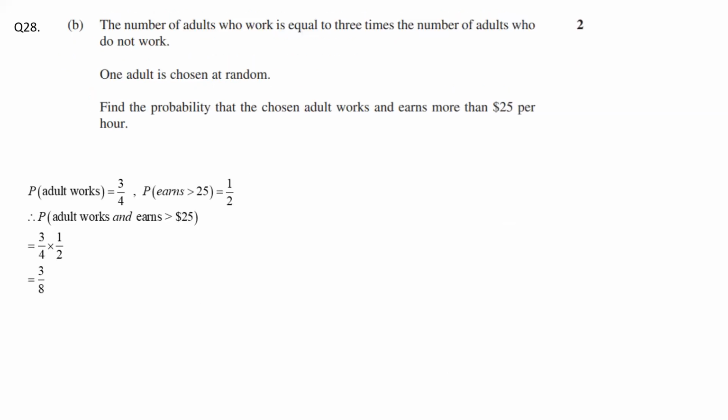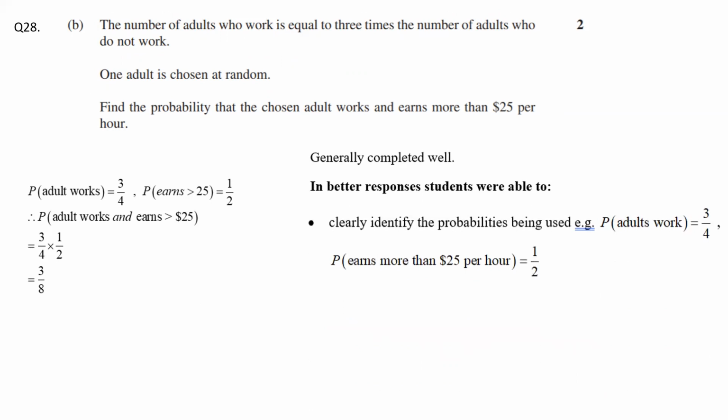Question 28B is there for everybody to have a look at. That was generally well completed. In better results, students were able to write out the probability of adults working, write some sort of definition of what they're doing, what the 3/4 means and what the half means. So identifying those probabilities was an important factor.